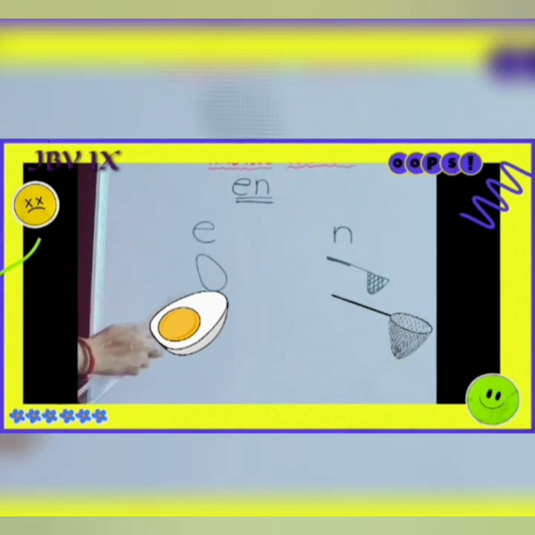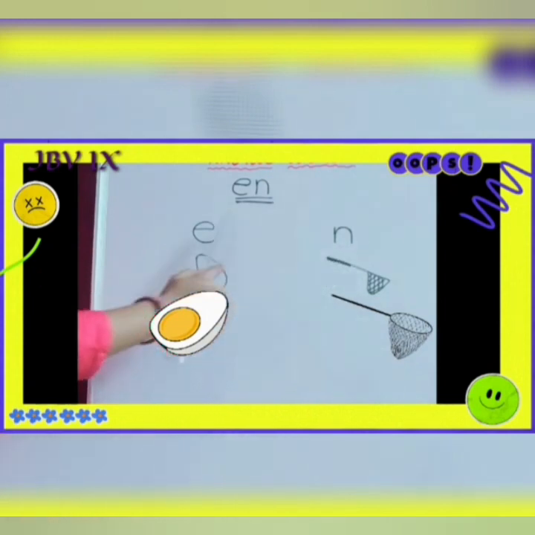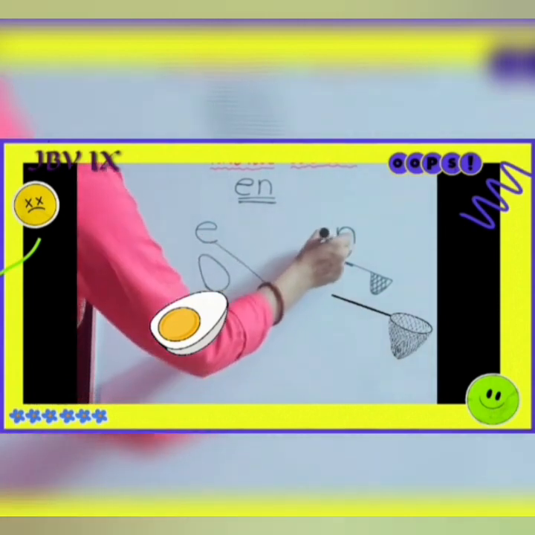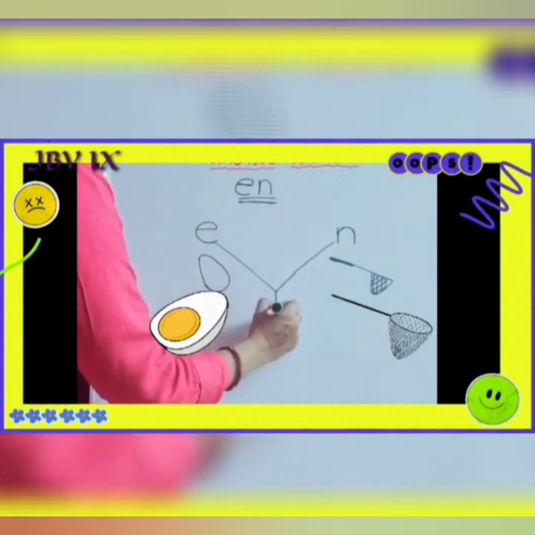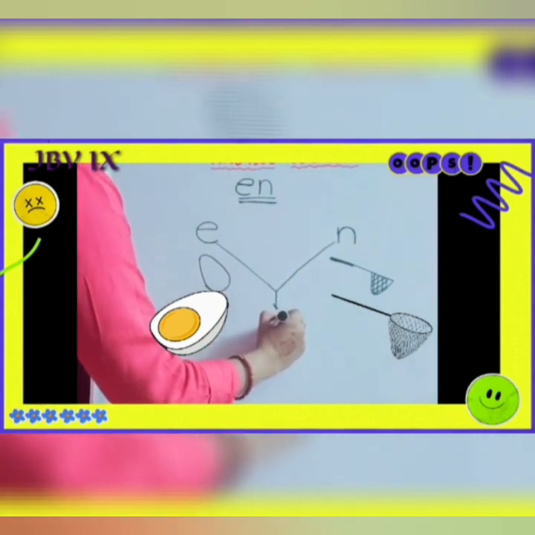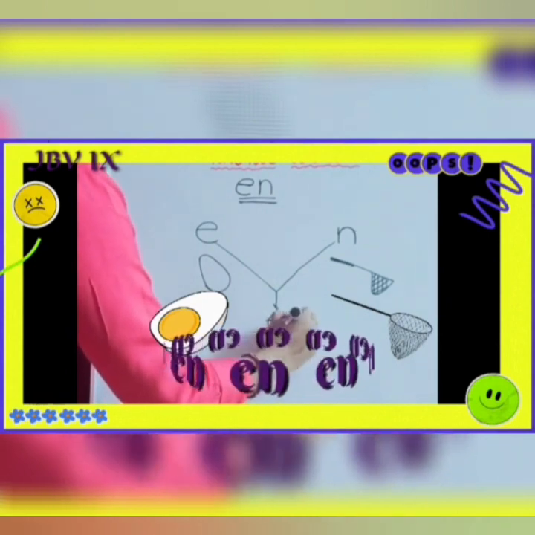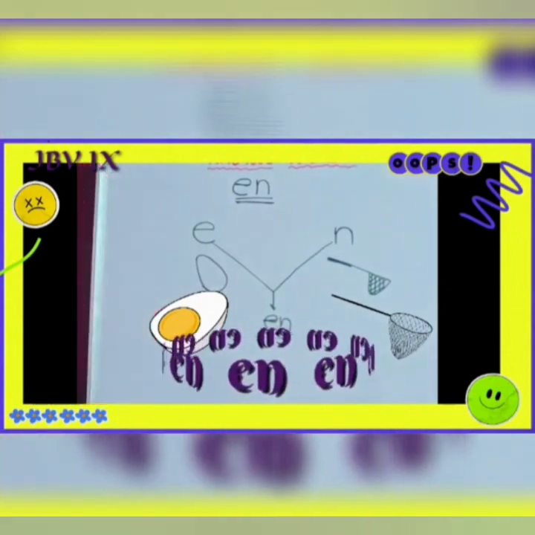E sounds egg, E, egg, egg. N sounds net, N sounds na, E, na. So, E, N. It will make N.